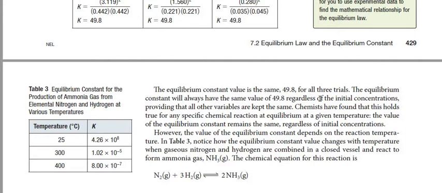However, the value of the equilibrium constant depends on the reaction temperature. In table 3, notice how the equilibrium constant value changes with temperature when gaseous nitrogen and hydrogen are combined in a closed vessel and react to form ammonia. As you see here on the left hand side, we have the equilibrium constant for the production of ammonia gas from elemental nitrogen and hydrogen at various temperatures. For three different temperatures, we have three different values for K. For example, for 25 degrees, we have 4.26 times 10 to the power of 8.